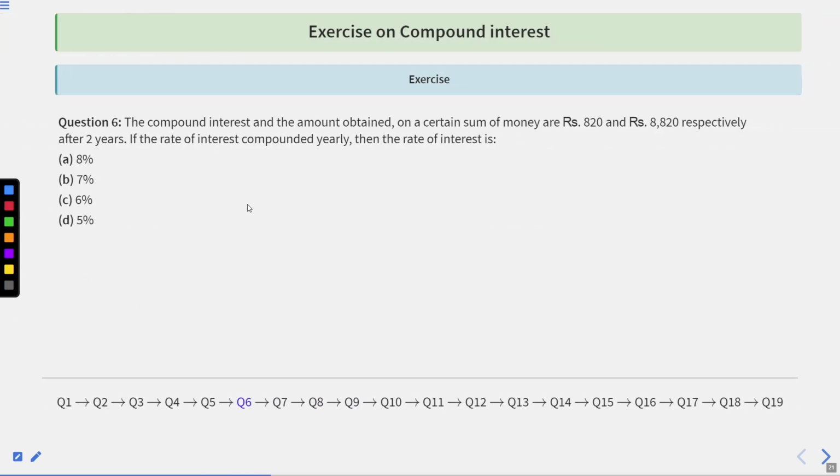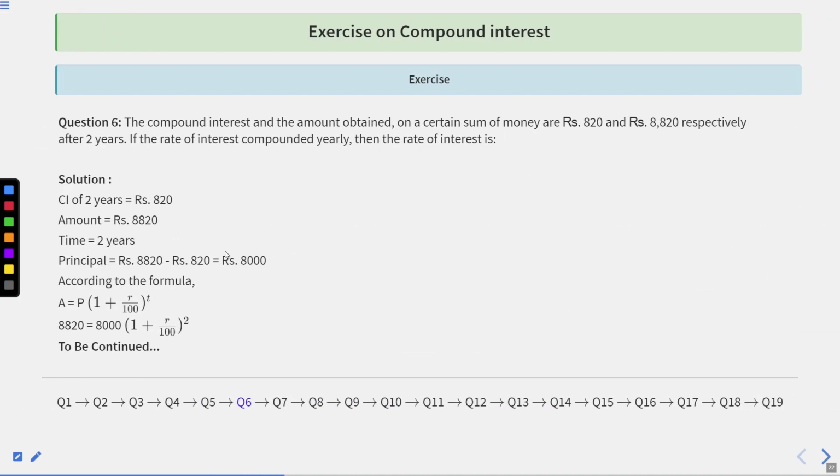Question number 6. The compound interest and the amount obtained on a certain sum of money are rupees 820 and 8,820 respectively after 2 years. If the rate of interest is compounded yearly, then the rate of interest is? So let us have a look over the solution.